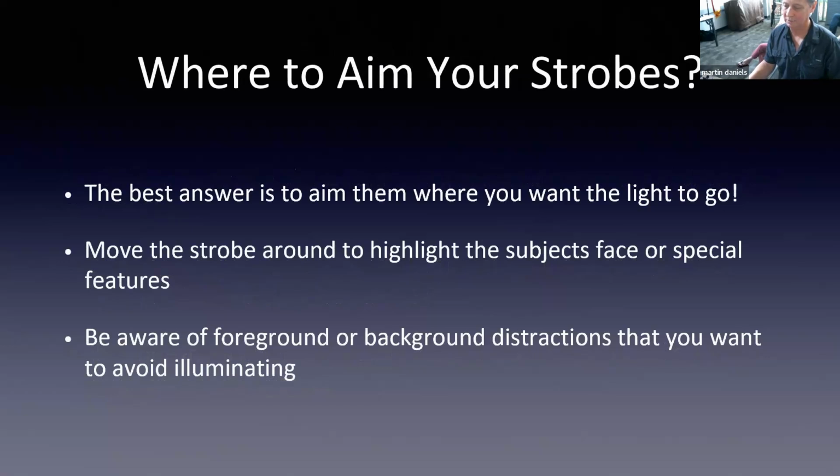So, the question of where to aim your strobes. The best answer is to aim where you want the light to go. Okay, very simple. I have a link in here to a backscatter video, and it's all about the zen of strobe placement or something. And that's what he talks about: I can't answer where you should aim your strobes because it depends on the subject and the situation. But you want to move the strobe around to highlight your subject's face or any special features of the scene, but you want to be aware of any foreground or background distracting elements that you want to avoid illuminating.